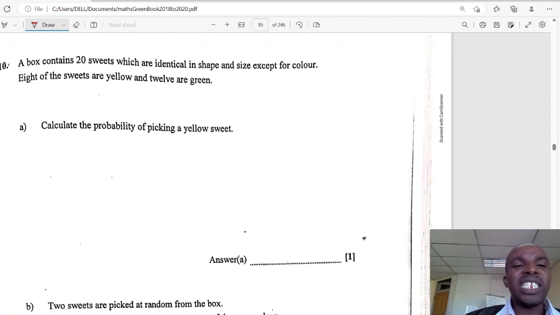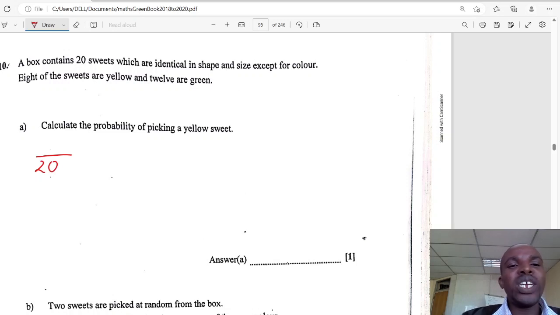A box contains 20 sweets, which are identical in shape and size except for color. 8 of the sweets are yellow and 12 are green. Calculate the probability of picking a yellow sweet. Right, just say the number of yellow sweets that are available over total number of sweets, which is 20. How many yellow do we have here?